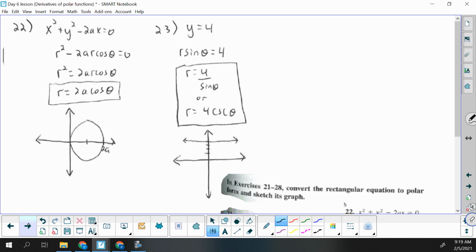So we want to convert the rectangular equations to polar form. So x squared plus y squared is just r squared. X is r cos theta. So you can add the 2ar cos theta over and divide by r, and we've got r by itself equals 2a cos theta.